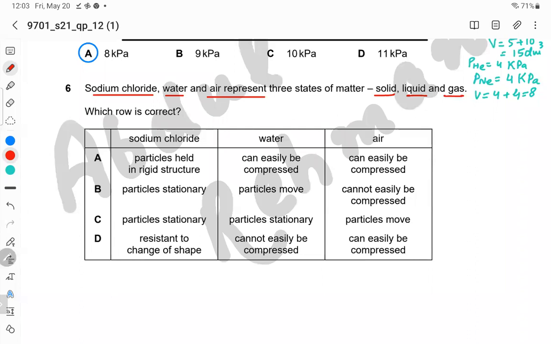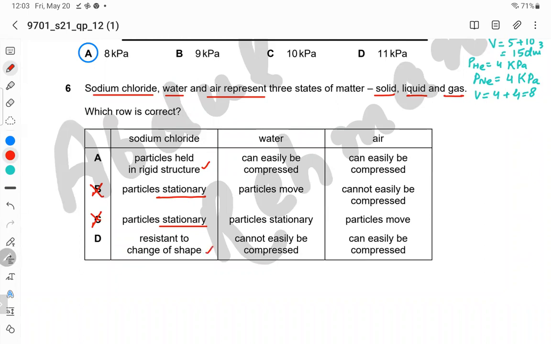So if we look, we can easily conclude that B and C are wrong because they say that sodium chloride has stationary particles. No, they are vibrating. In the solid, there are vibrations in the particles, right? So B and C are wrong, and we are left with A and D. Now we have to conclude which one is correct. Particles held in a rigid structure, yes, this statement is correct. Resist change of shape, yes, they are just vibrating, but they are resisting the change of their shape.